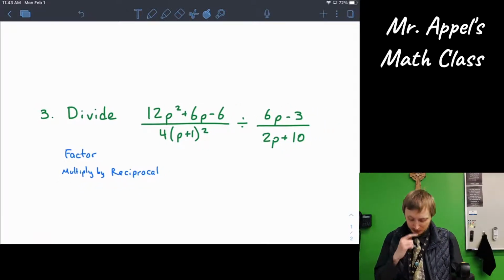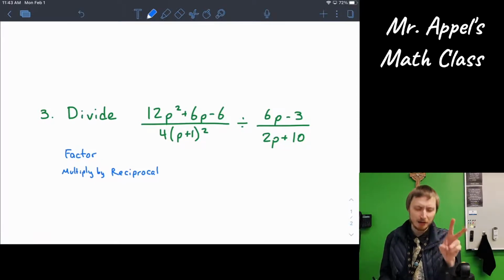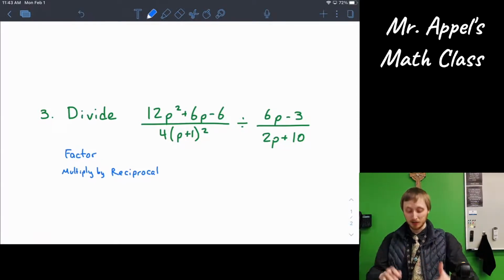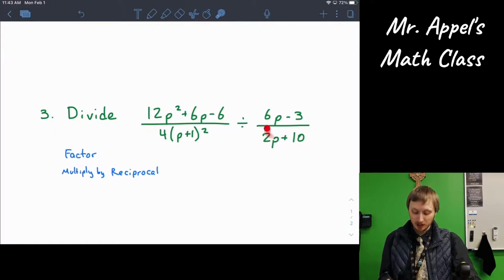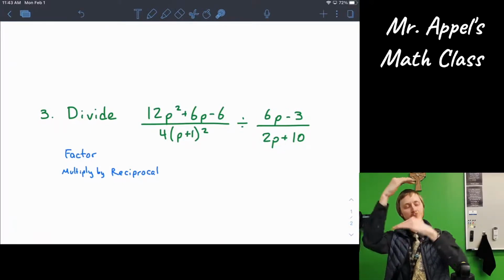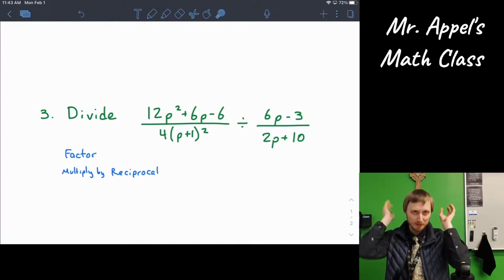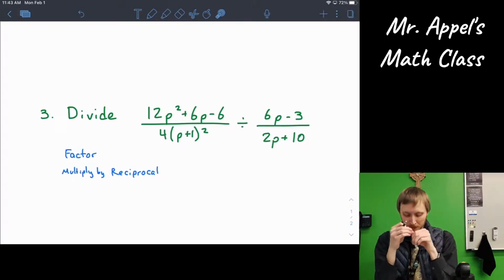Okay, multiplied by the reciprocal. So, you have two options. Either you can rewrite this and take this second one and actually flip it. Rewrite this up top and this on the bottom, and that will help you visualize, okay, this crosses with that, and you'll be much more consistent.